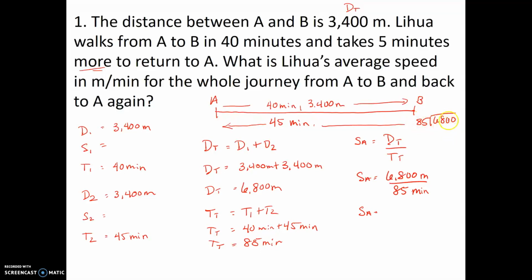85 won't go into 68, so I'll go over here to my hundreds. 85 will go into 680, and I'm going to guess it's going to go about 8 times. 8 times 5 is 40, and 8 times 8 is 64, plus 4 is 68. Oh, look at that. I was right. And we have a remainder of 0, but we still need to bring down that other 0. 85 goes into 0 0 times. So my answer is 80 meters per minute.